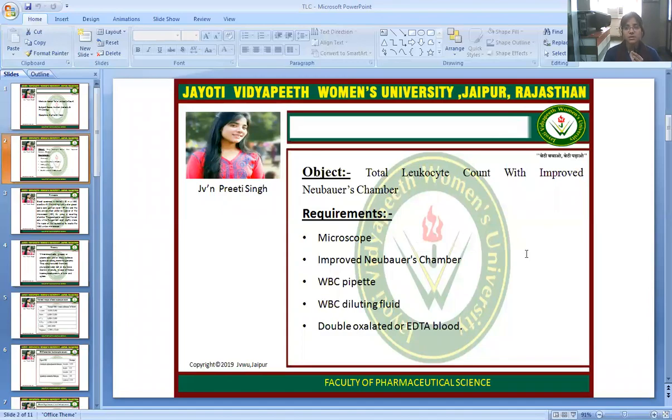The Neubauer chamber is a very important chamber for the identification and the total count of leukocytes, WBC and RBC, and is overall helpful. So we come to the requirements of the practical. The requirements are the microscope, improved Neubauer chamber, WBC pipette, WBC diluting fluid, and double oxalated or EDTA blood.